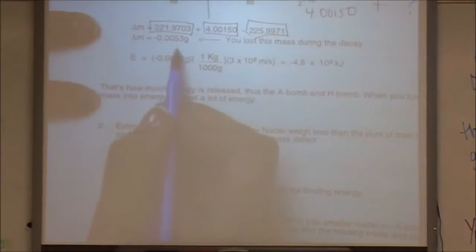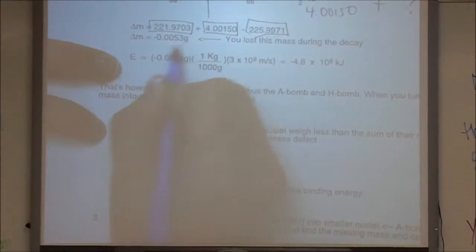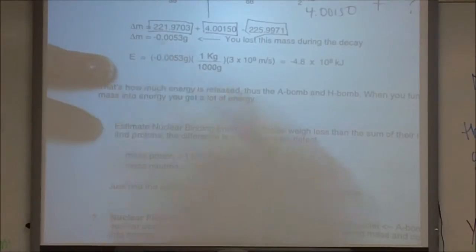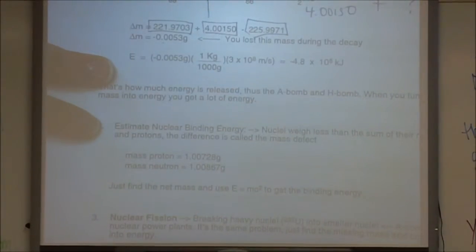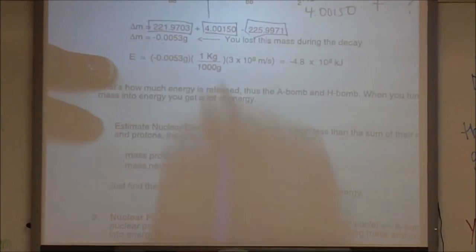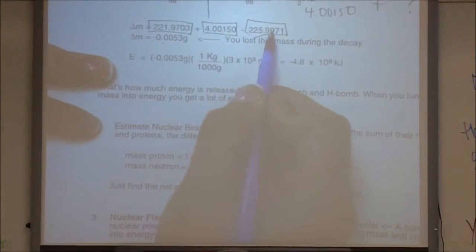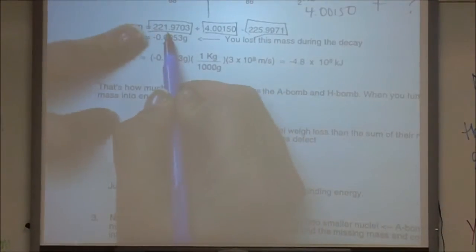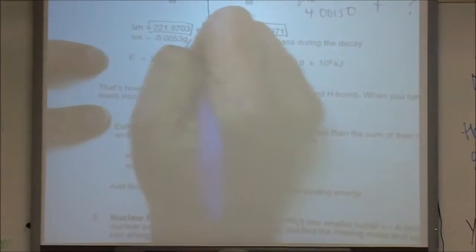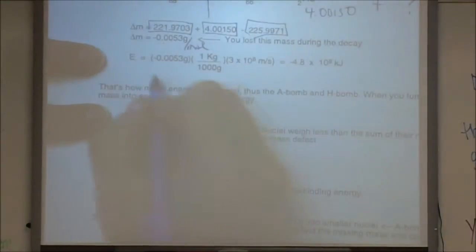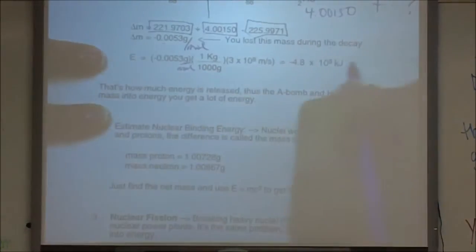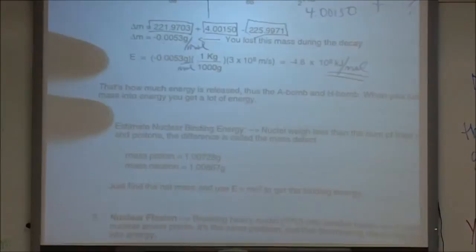Here's why these people are crazy. Look at this. What's wrong with negative 0.0053 grams? Negative mass. They're putting the negative because that's how much is lost, so I'm okay with that. Oh, it's in grams? Is that how many grams was lost? Are these grams? No. They're atomic mass units. They're grams per mole, exactly. These are grams per mole, all right? So we ultimately have grams per mole here, so our final kilojoules is in grams per mole.